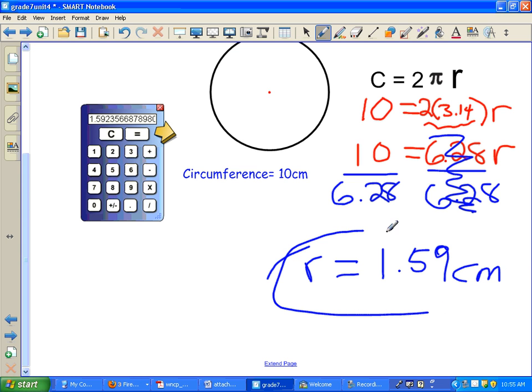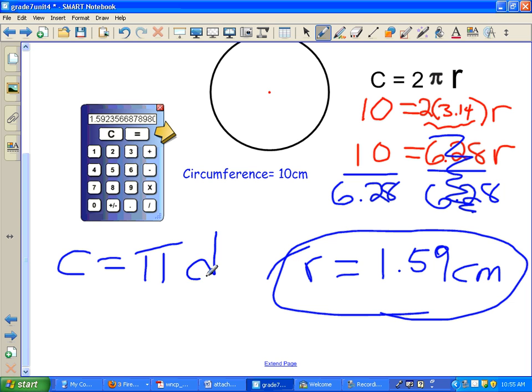centimeters. So now I've just found my radius. If I wanted to find the diameter, I could just times it by 2, or double the radius. Or if I really wanted to use the formula, I could just simply go pi times d. I could fill in 10 for c.